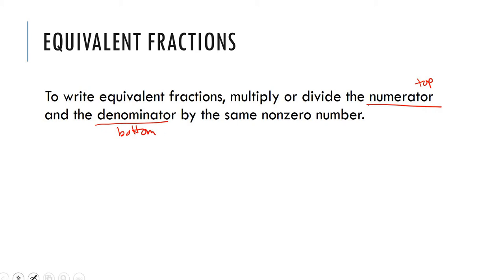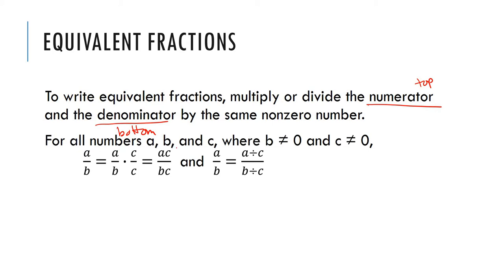In other words, for all numbers a, b, and c, where b does not equal 0 and c does not equal 0, we have to say that because since b and c are in the denominators, we cannot divide by 0. So you cannot have a 0 in the bottom of a fraction.